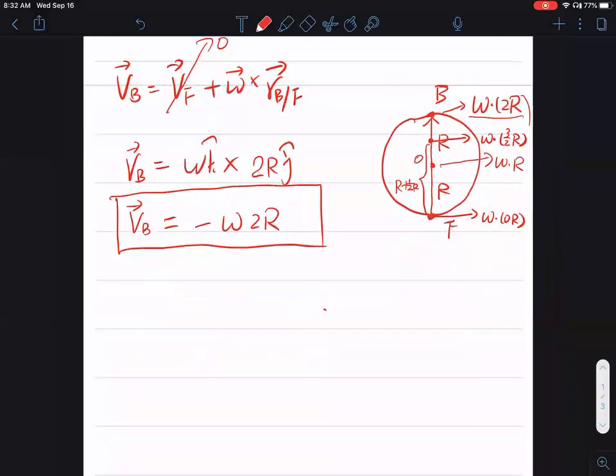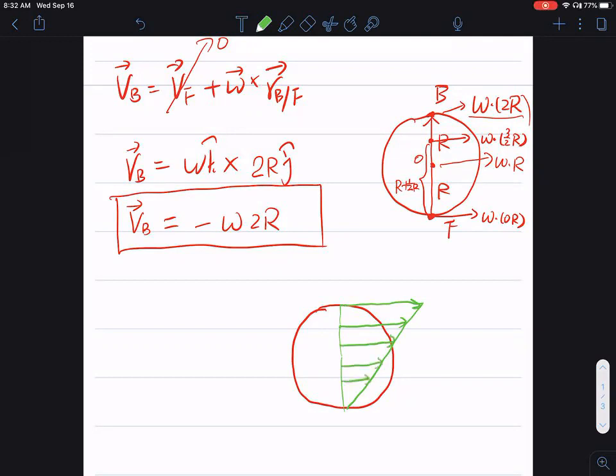So if we want to draw a profile of velocity on the wheel, the length of the arrow represents the magnitude of the speed. It's going to be something like that. So at the top of the wheel, we have the maximum speed. If you go closer to the contact point, the speed reduces. And at the contact point, we have 0 speed.